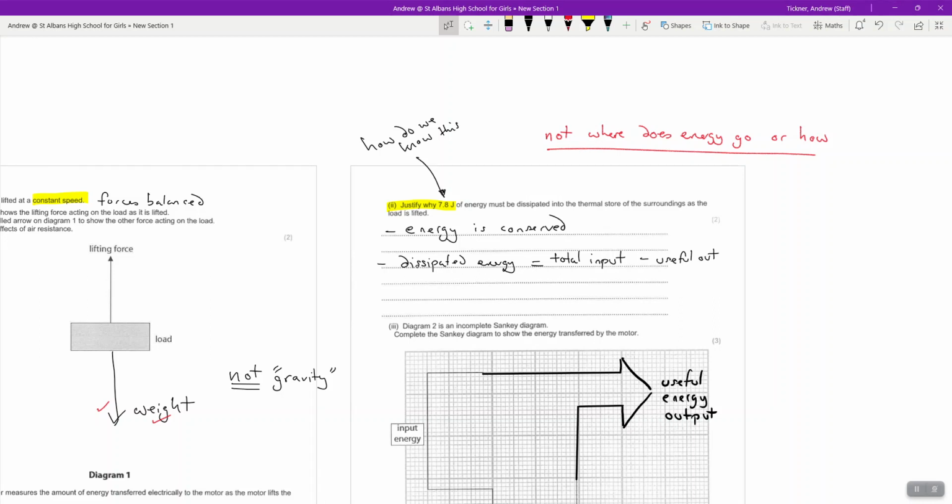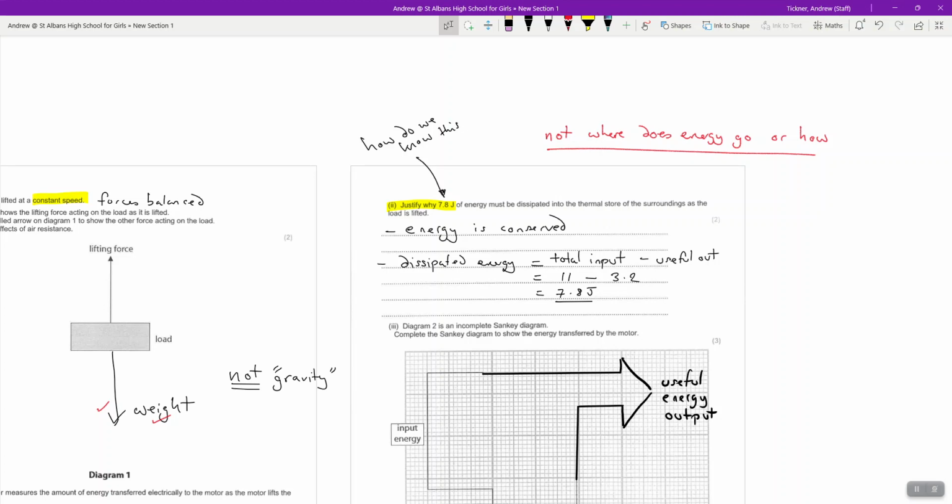Essentially we're saying this. You don't need to write down words, but you need to have some idea. Essentially we're confirming that the 11 joules that we put in, minus the 3.2 joules that we know we've accounted for, equals 7.8 joules.